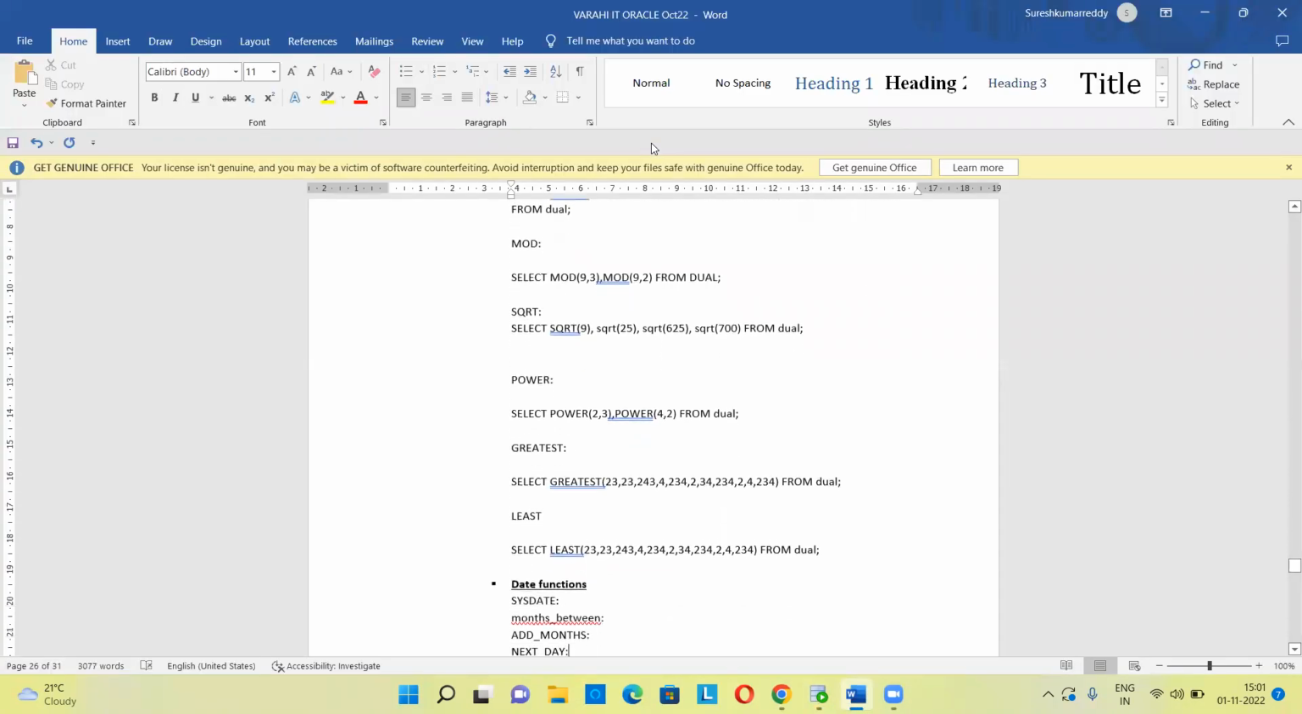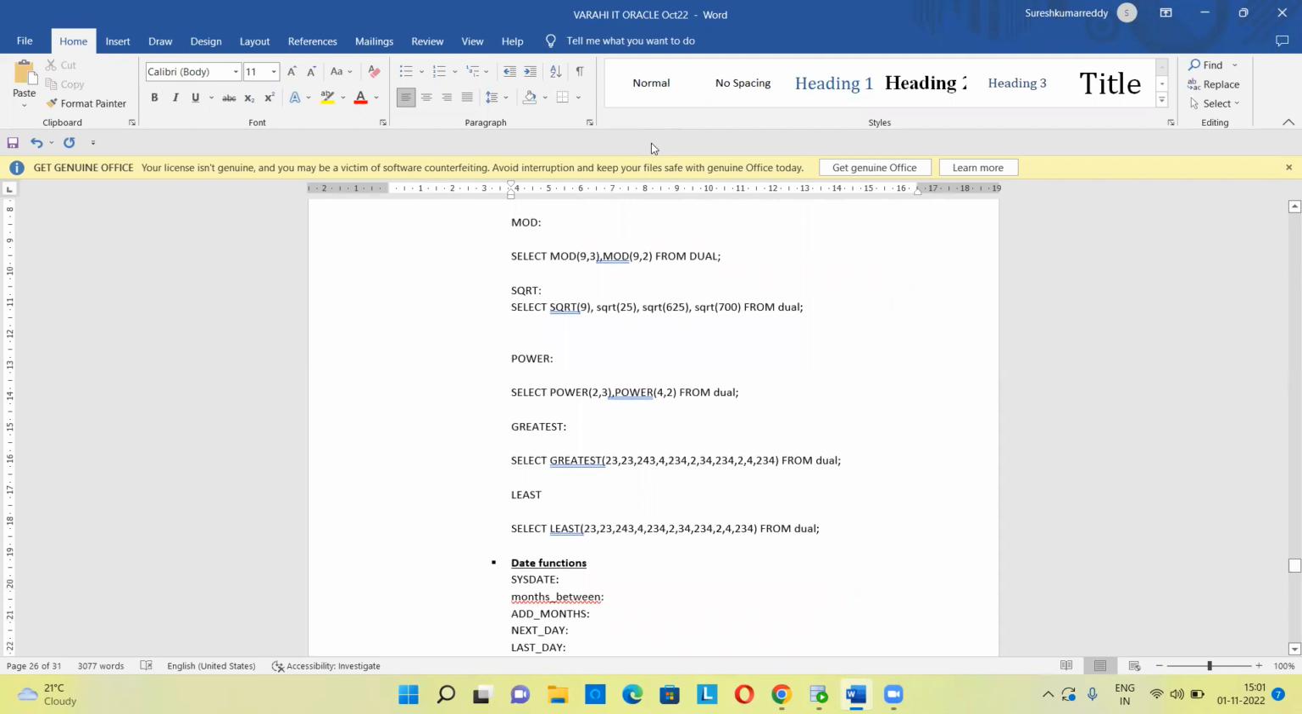Okay. So this is about number functions completely. Fine. If you have any questions or confusion, let me know. So in these functions, you will get situations to use round and trunc while working in real time. Sometimes you may get a situation to use ceil or floor or something else also. But most important in this class are round and trunc.